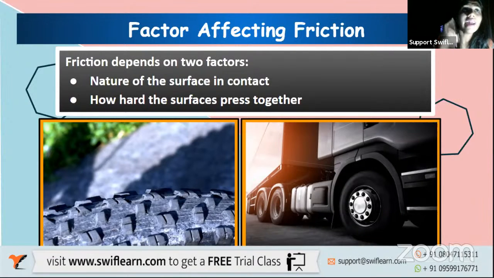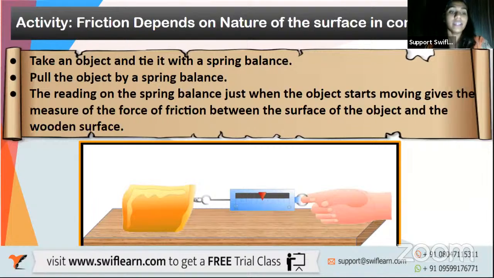Now, another factor that friction depends on is how hard the surfaces are pressed to each other. That means now this is the surface and this is the object. How hard this object is pressed to the surface also affects the friction. How? If it is pressed harder, friction is more. If it is pressed softly, friction is less. Getting it?